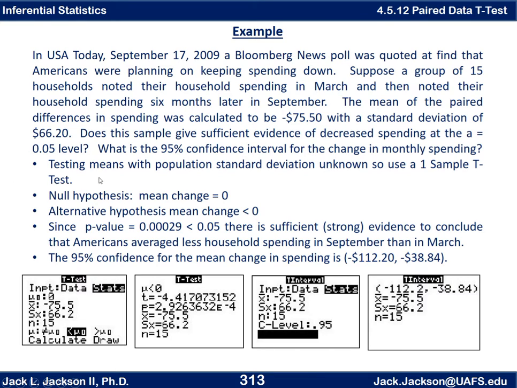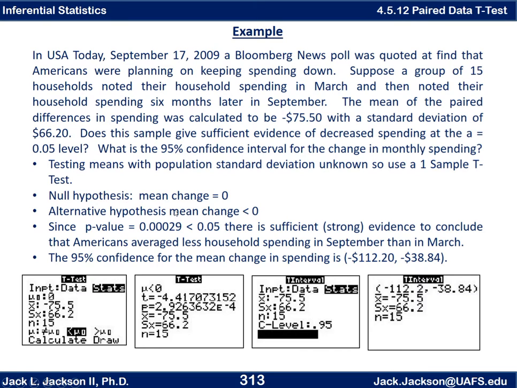Well, notice that we're testing means with the population standard deviation unknown, and we do have a sample of only 15, so we would hope that these differences are somewhat close to normal, or at least not highly non-normal, for this to work. But let's assume that that's the case. Then we can use a t-test here, a one sample t-test.